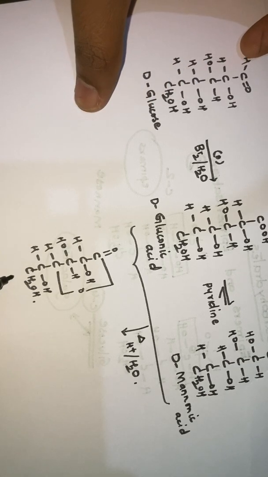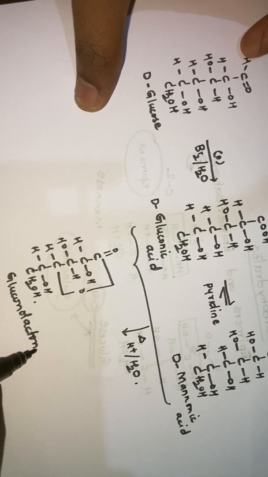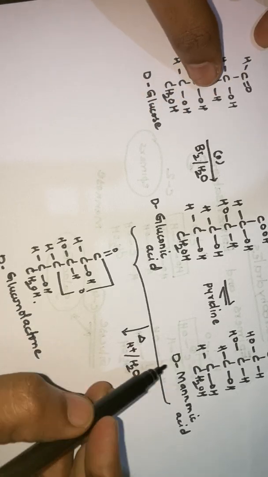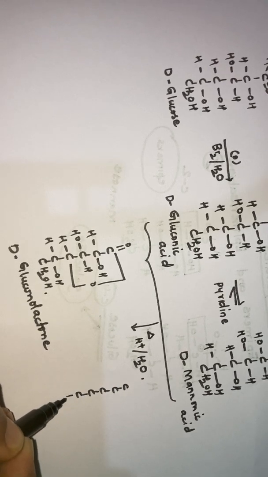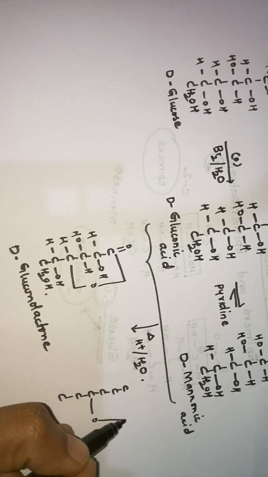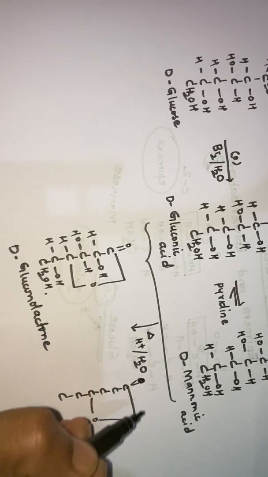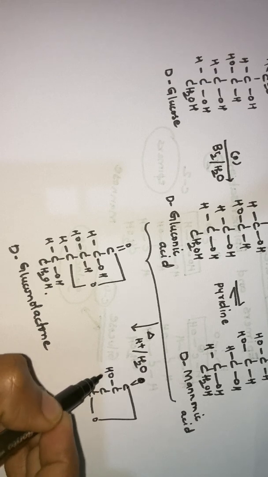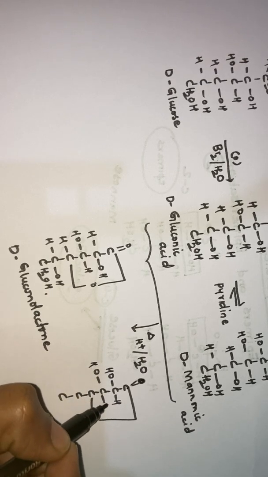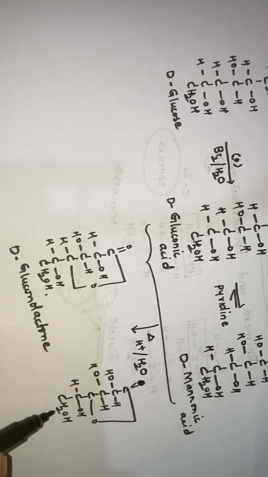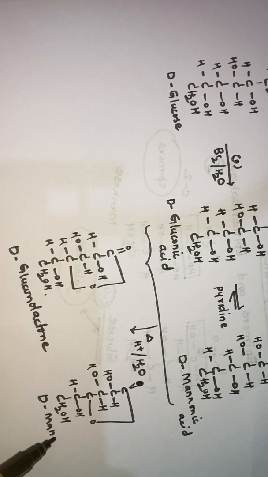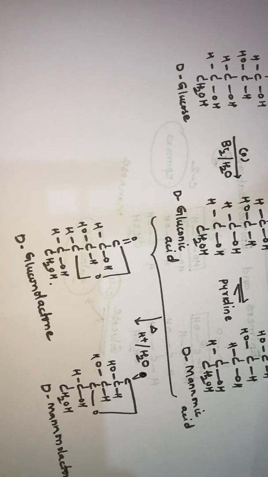This is what you get, a lactone. This is called gluconolactone. This will give you mannonolactone. Carbon atoms 1, 2, 3, 4, 5, 6. The fourth carbon attacks here, forming the C double bond O. The remaining stays as it is, OH, OH, H. So this is D-mannonolactone. This is what you get.